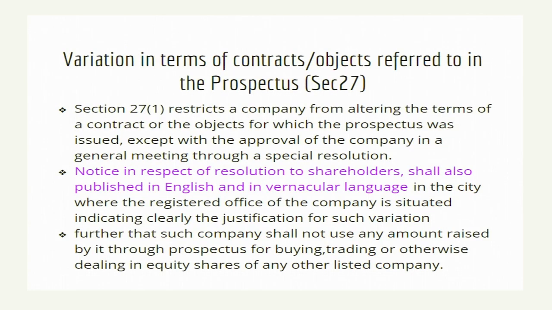Section 27 clause 1 restricts a company from altering the terms of contract. The question is, who alters the terms of contract? Only the parties, with their consent, alter the terms of contract, or the objects for which the prospectus was issued, except with the approval of the company in a general meeting through a special resolution. So, Section 27 clause 1 restricts the company from altering their terms.